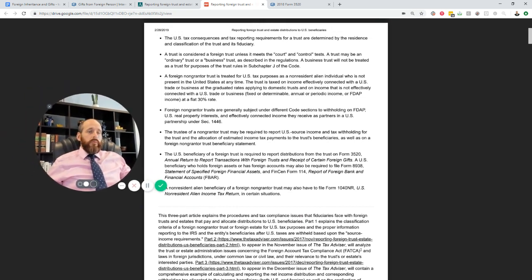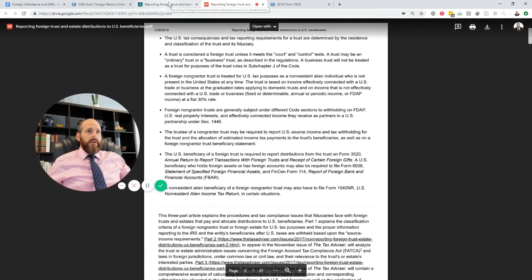And on here, I just printed this out from a really good article that I read from The Tax Advisor. These guys have good stuff. But these are just the main points here. The U.S. tax consequences and tax reporting for a trust are determined by the residence classification of the trust. So again, it's a foreign trust with all foreign assets. There's no U.S. tax. If there is U.S. stuff, then it's beyond the scope of this video. Send me an email and we'll get into it. A trust is considered foreign unless it meets the court and control tests. If it's a foreign trust, hopefully it was set up correctly. The trust is foreign, and it has no U.S. real estate, no U.S. property, no U.S. assets.